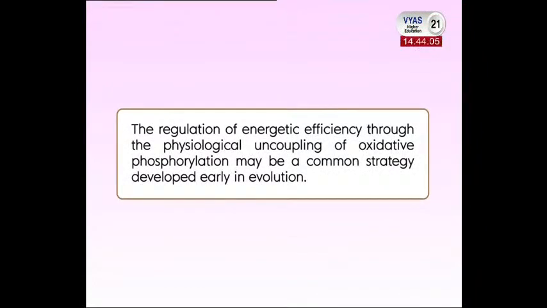The discovery of UCPs in many different eukaryotic organisms suggests that the regulation of energetic efficiency through the physiological uncoupling of oxidative phosphorylation may be a common strategy developed early in evolution.